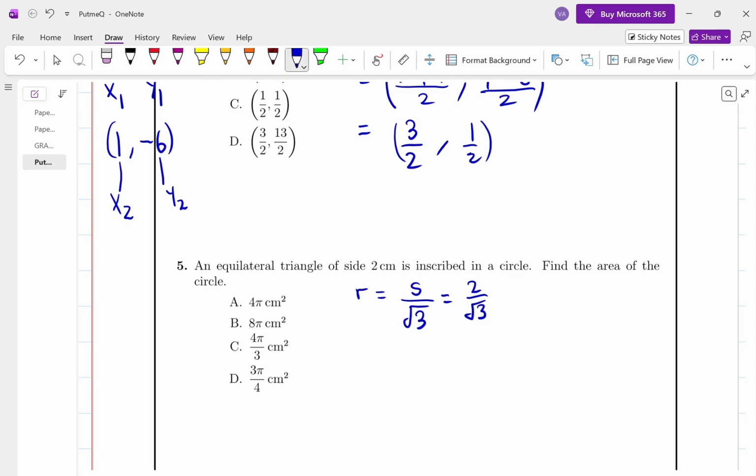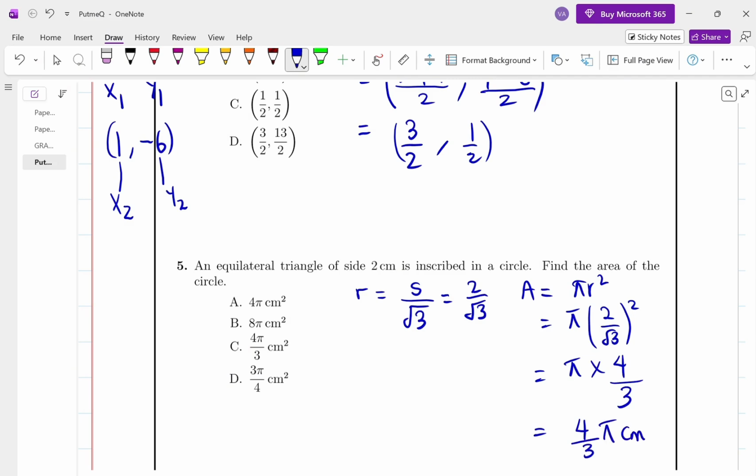The area of a circle is pi R squared. So this will be pi times 2 over root 3 squared. 2 squared is 4, because 2 squared means 2 times 2, then root 3 squared is just 3. So this will become 4 over 3 pi centimeters squared. That is what the answer would be, 4 over 3 pi centimeters squared.